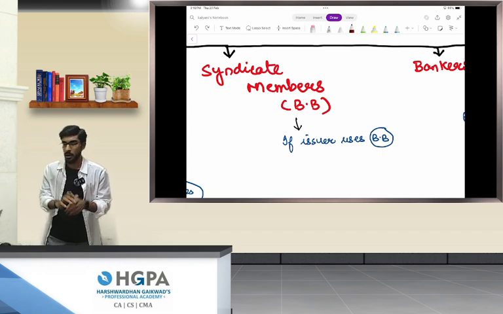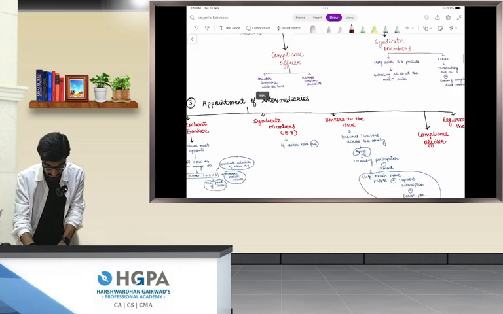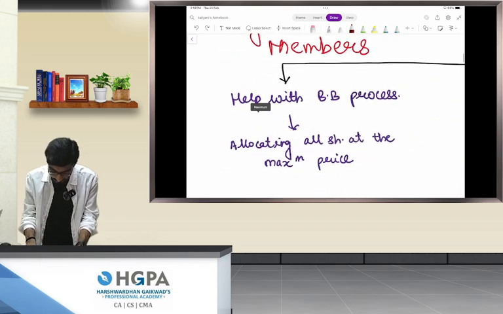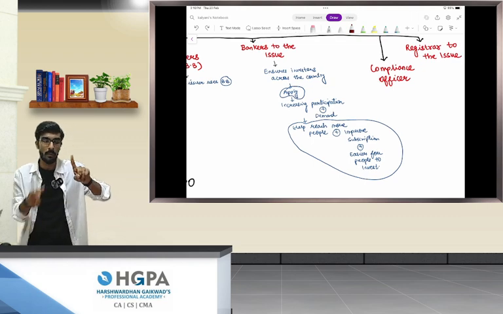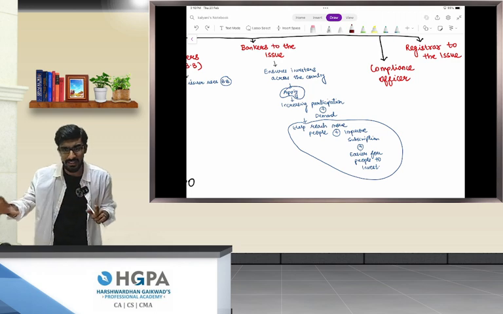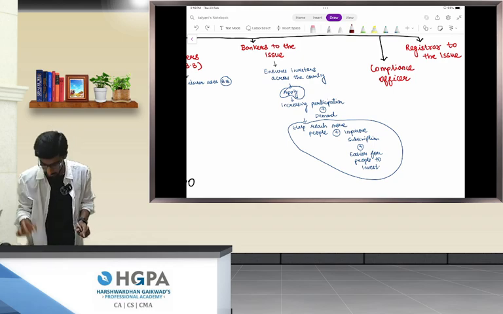Syndicate members will be appointed only when the price is identified using the book building process. We understood over here, people, syndicate members help with the book building process. So there are two types of pricing I told you. Number one is fixed pricing, number two is the book building method. If there is the fixed pricing method, syndicate members will not be appointed. If there is the book building method, syndicate members will be appointed.